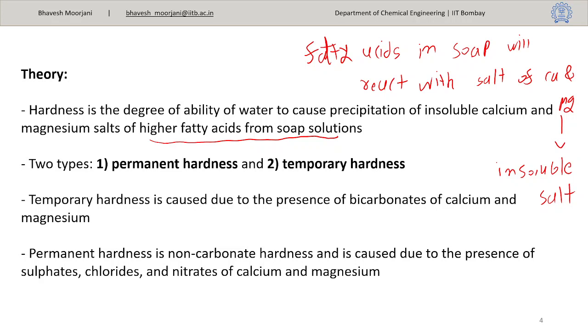So hardness of water can be determined as the degree of ability of water to cause the precipitation of insoluble calcium and magnesium salts, which are derived from higher fatty acids.